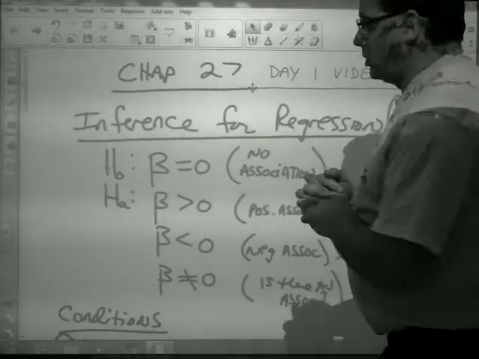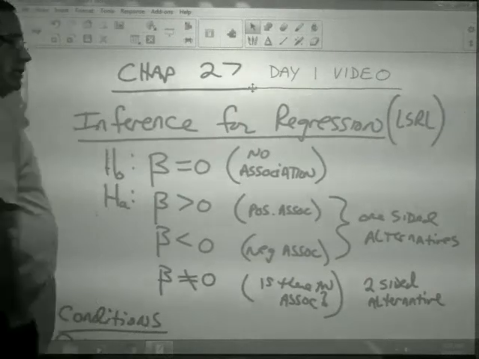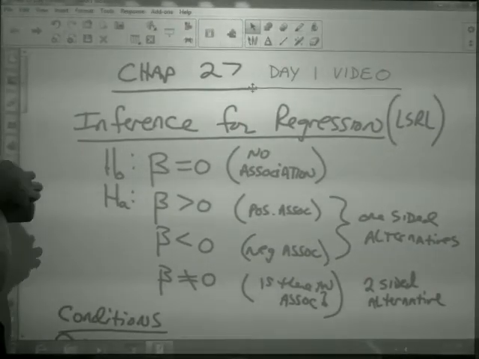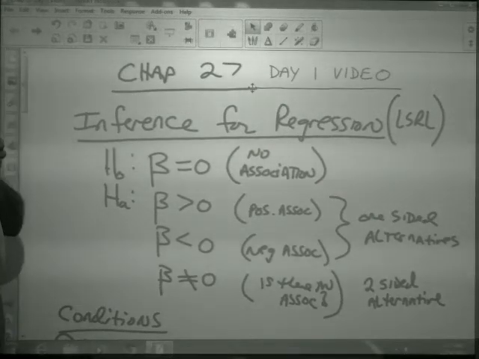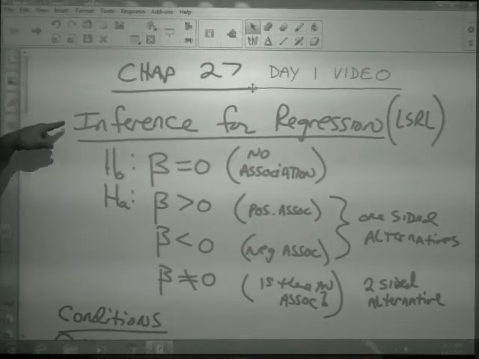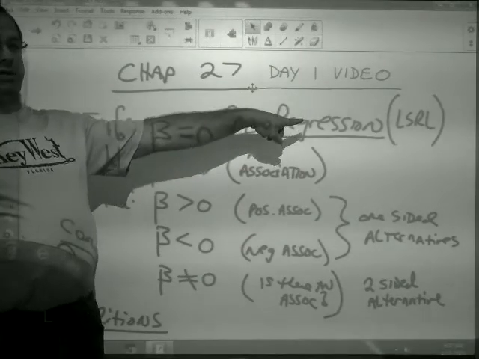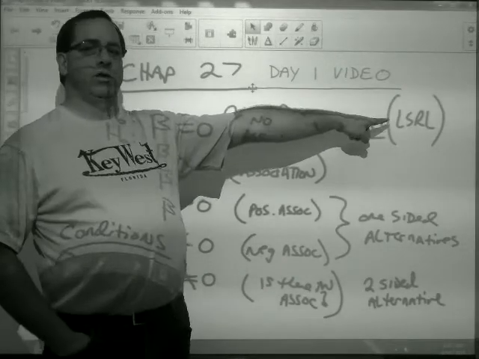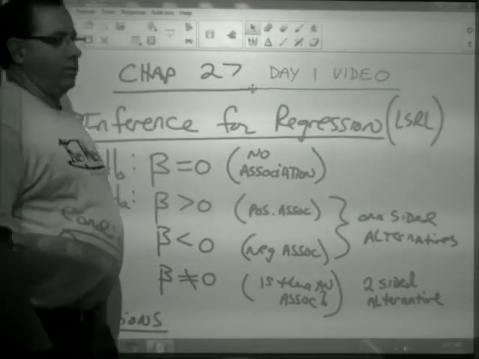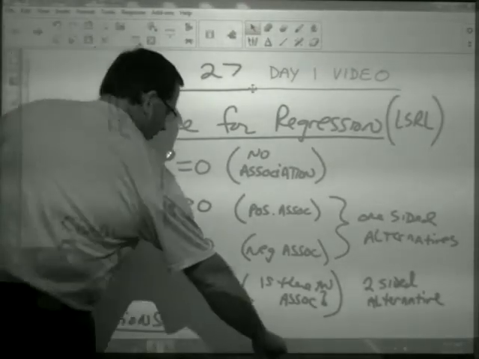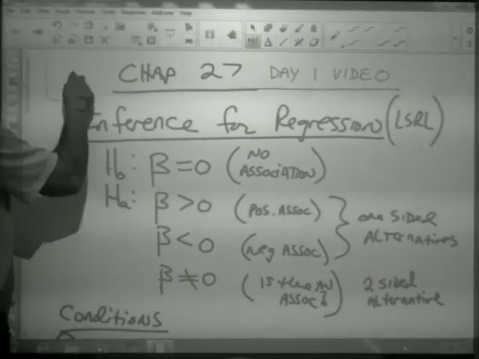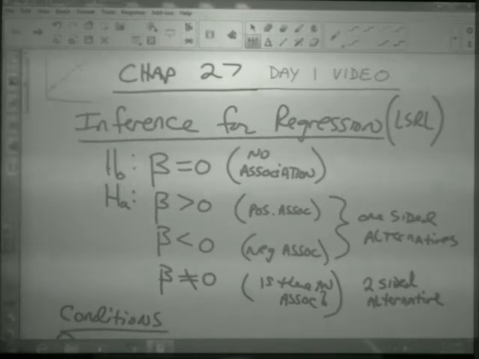Okay, chapter 27, this is it, last one, day one, the only day we've got. This chapter works on inference for regression, inference for our least squares regression line, inference around this line. Now, when we think of a regression line, and you don't have to draw this, we think of an XY axis, we think of data, we think of a line that passes through the data.